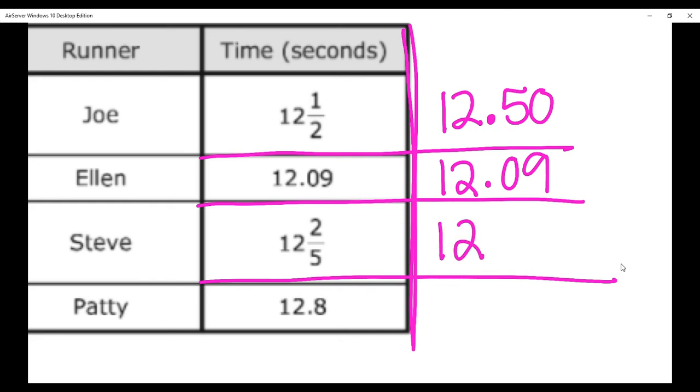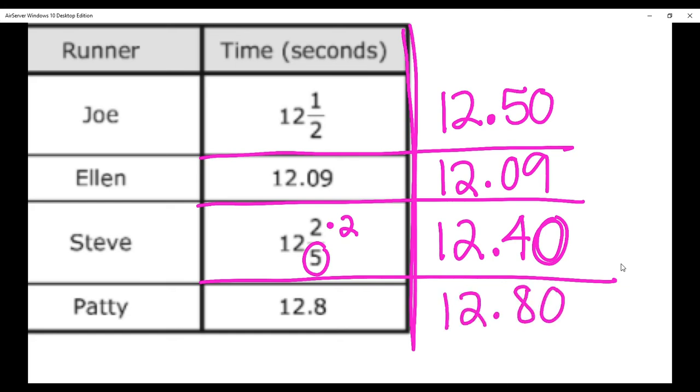Again, I'm going to keep 12. Remember, if I have a 5 on bottom, multiply the top by 2. 2 times 2 is 4. And then I'm going to add a placeholder 0 because this guy went to 2 decimal places. And then 12 and 8/10. And again, I'm just going to add a 0 because that other guy went to 2 decimal places.